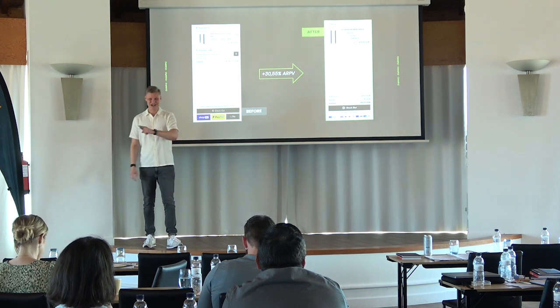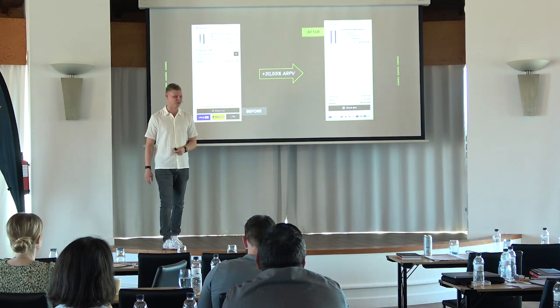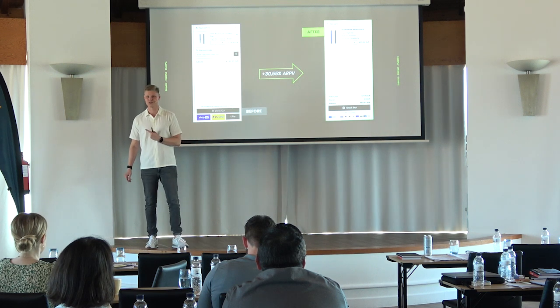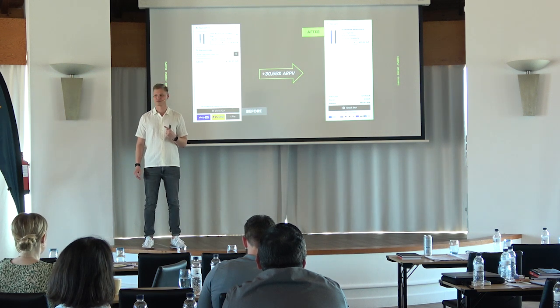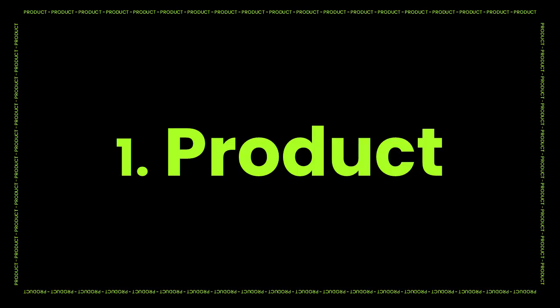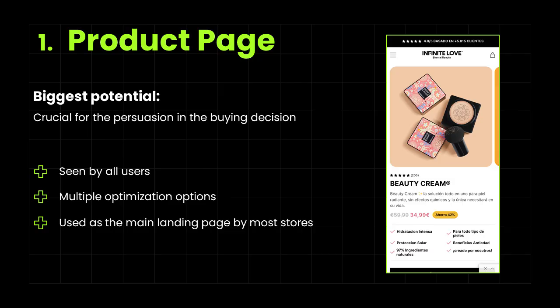So I want to have a few guesses. Just shout it in. What do you think? What's the number 1 area of the website to optimize an online store? I heard a few say products. Yeah, that's very correct. In the number 1 spot, we have the product page, or the product pages.